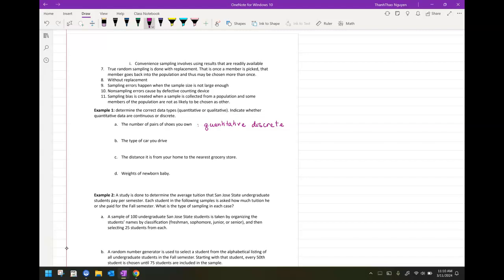The type of car that you drive. So there are categories. You can have a sedan, you can have a van, you can have different brands of car. So this is qualitative.